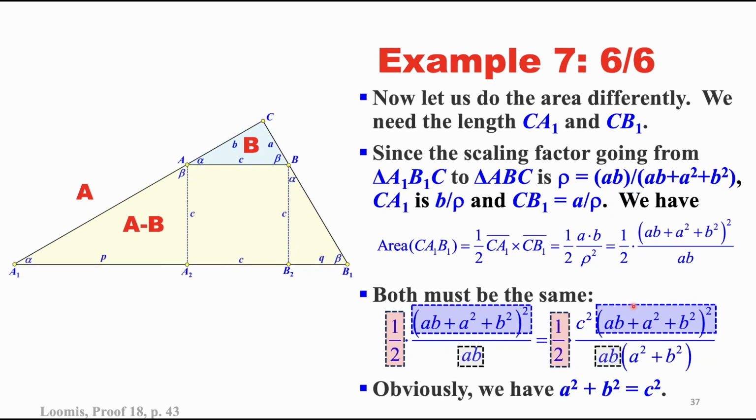So the cancellation is very obvious. These terms are gone. So the remaining would be 1 here, and here is C squared over A squared plus B squared. So we learned 6 examples from very simple to rather complex.